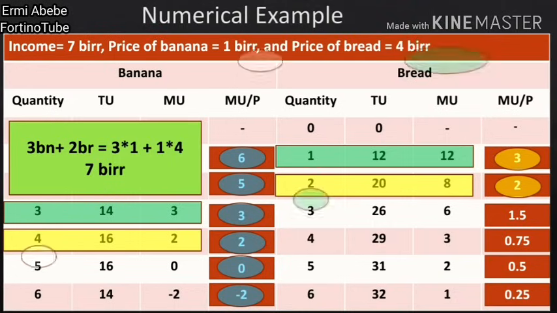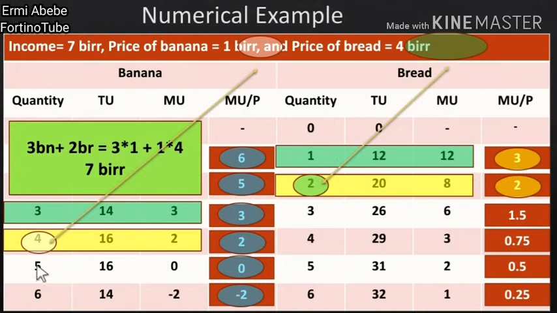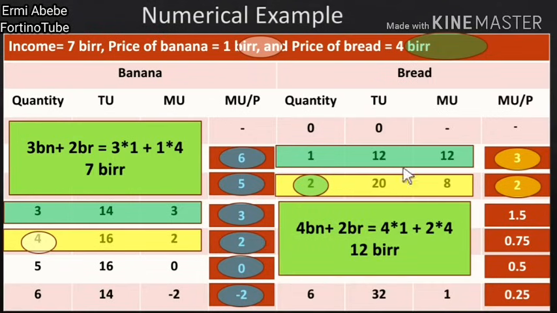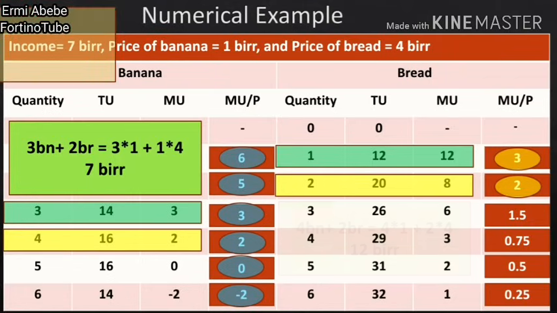What about the second equilibrium? Let's see what the yellow one gives. Now 4 multiplied by 1 birr plus 2 multiplied by 4 birr. When we calculate that, the lower equilibrium gives 12. So there were two that satisfied the first equilibrium condition, this one and this one, right? They fulfilled the criteria that marginal utility per price is equal for the two commodities. What about quantity times price plus quantity times price equals 7? Which one satisfies it? This one fulfills this criteria, the 7 birr.